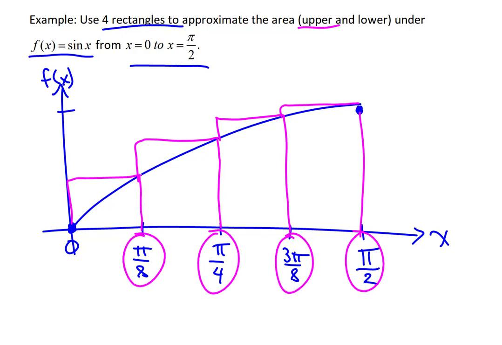So f of pi over 8 is the height of this first rectangle. F of pi over 4 is the height of the second rectangle, and so on. Now, that's good for the upper estimates.